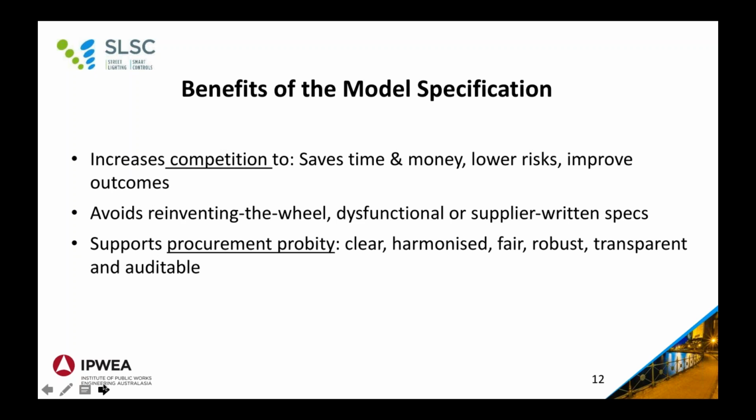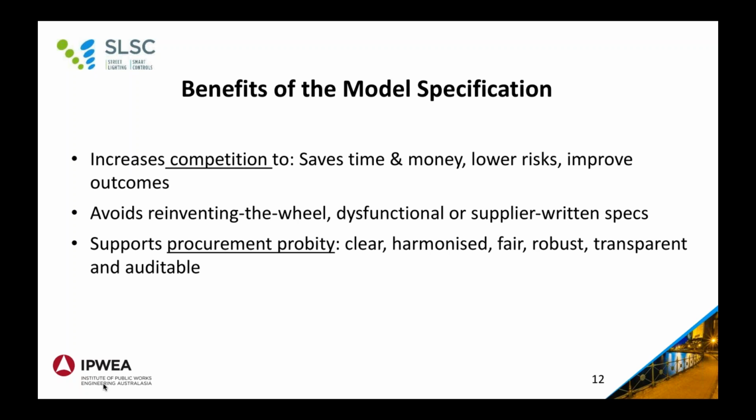The benefits of the model specification are to drive competition, to make the procurement process supplier friendly, so that there will be very much a competitive marketplace within the given public lighting procurement process, in order to save time and money for tenderers and for the tendering parties, and to improve the outcomes due to competitive processes. The model specification is designed to preclude reinventing the wheel rather than going down the same path again and again. And there are certainly apparent in the marketplace some dysfunctional specifications and supplier-written clauses and requirements in specifications that really shouldn't be there.